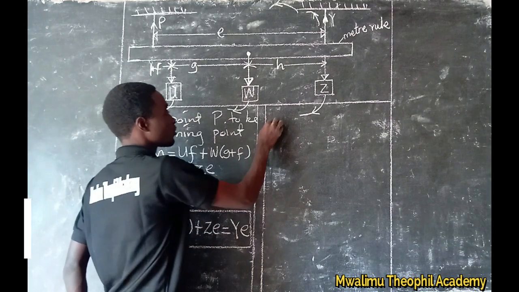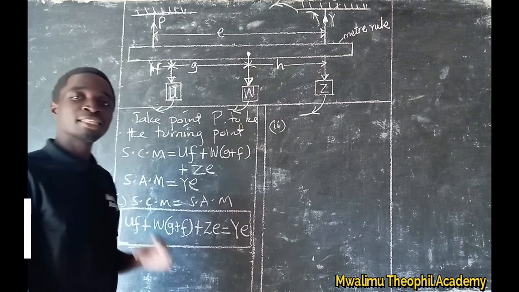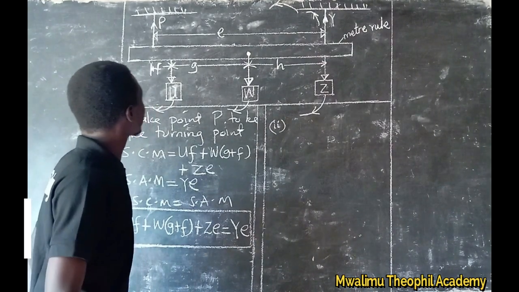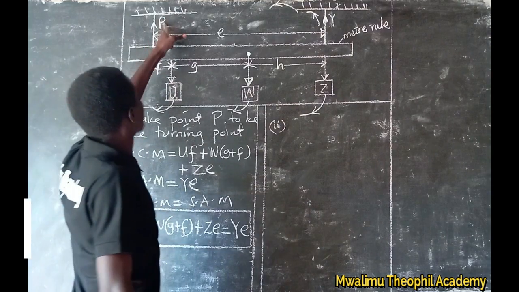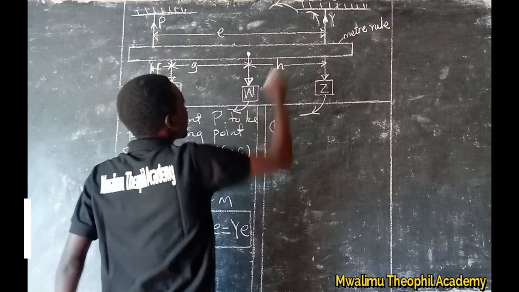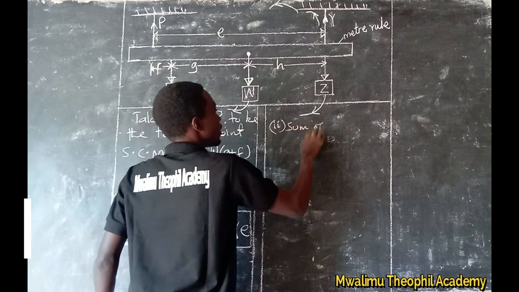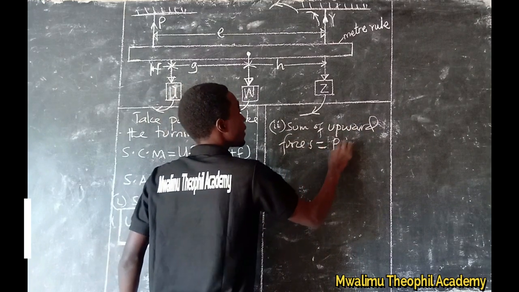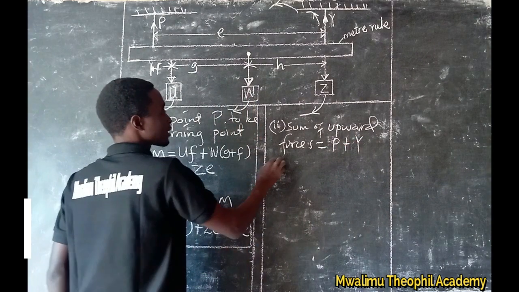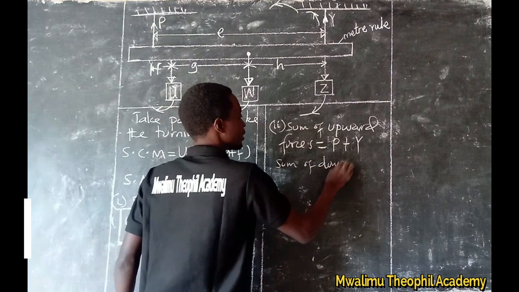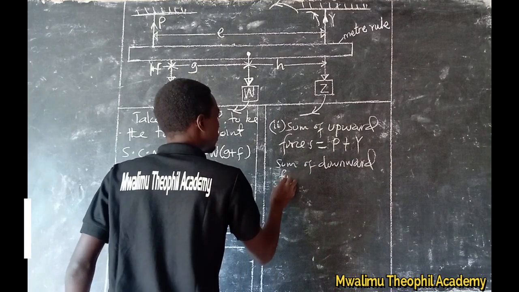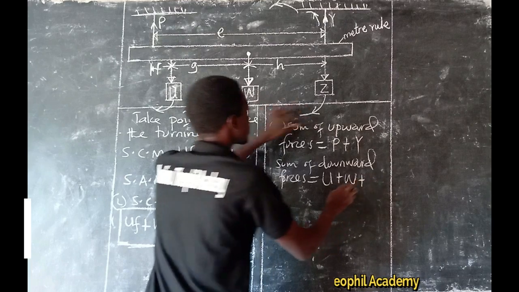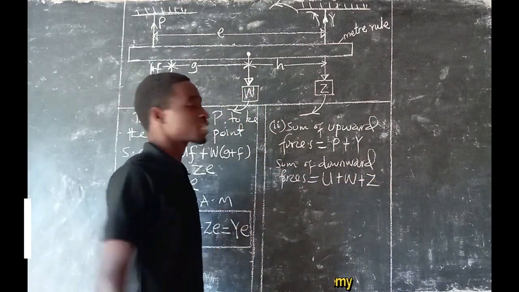Also, according to the second condition for the body in equilibrium, we say that the sum of upward forces is equal to the sum of downward forces. Now it means that for the sum of upward forces, we have force P and force Y. So the sum of upward forces will be force P plus force Y. Now let us see the sum of downward forces. We are going to have force U plus force W plus force Z. Now we have these three forces acting downward.